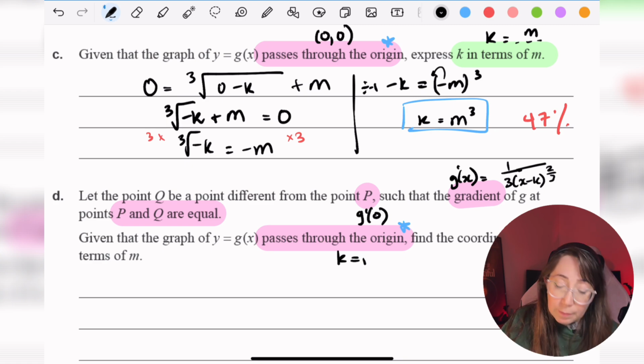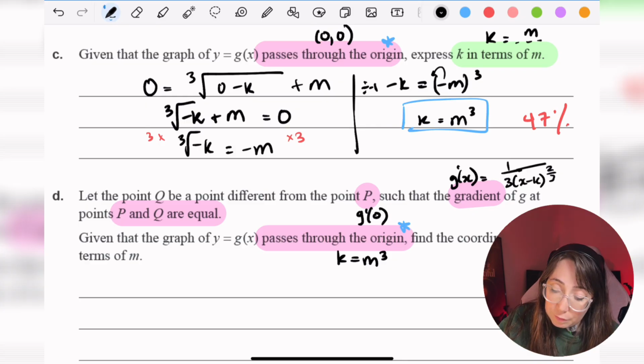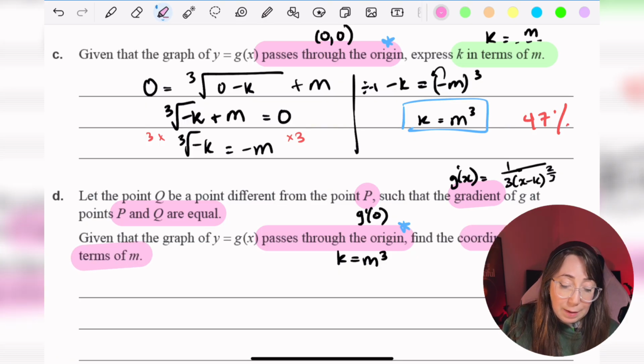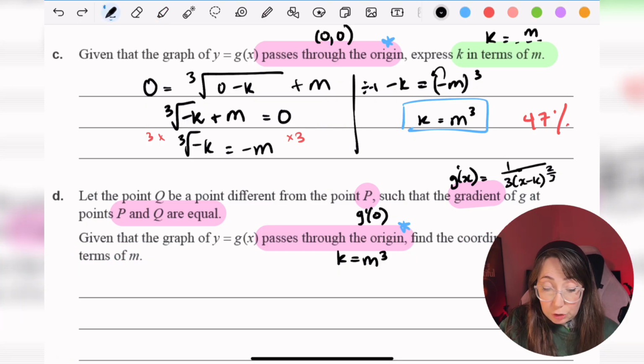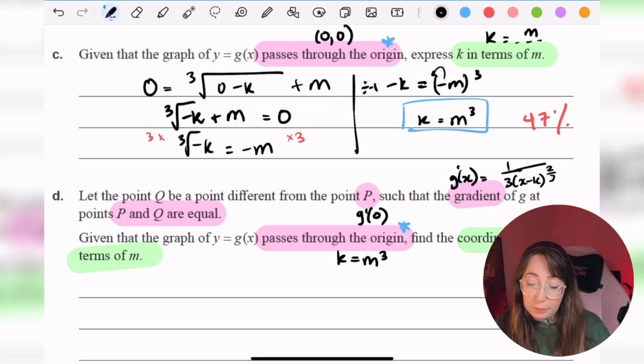Can you see how as I'm going through the question, I'm relating it back to the previous part? So that's generally what VCAA do, particularly with those later questions. It's all about what information can you get from the previous parts of the question and apply it to this one over here. Okay, so it passes through the origin. It asks us to find the coordinates of Q in terms of m. So we only want m. Actually, that's an instruction, so that should be in green. Find the coordinates of Q in terms of m.